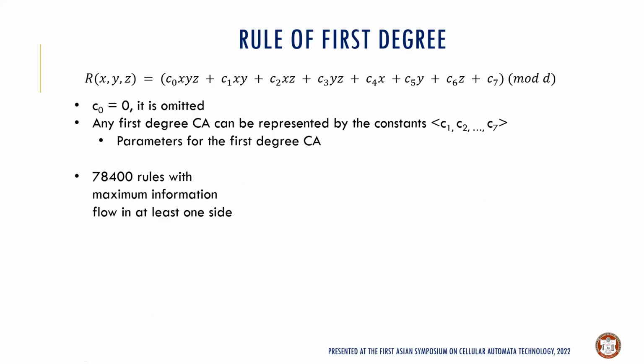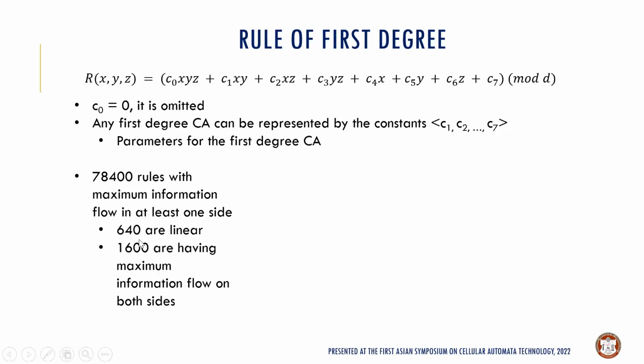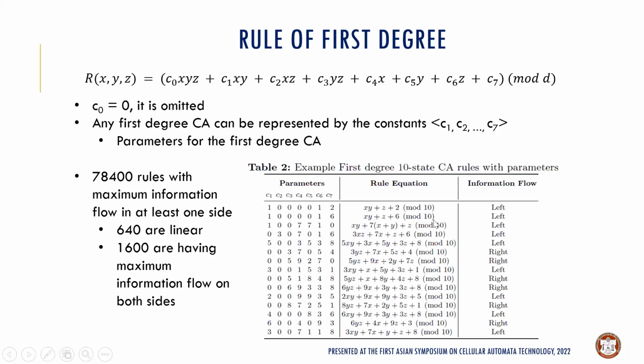We have run our equation by changing all the parameters, and we have got this many rules which have maximum information flow in at least one side. Now among them, some rules will have information flow in both directions, and some will be linear. These are the rules which are not satisfying our criteria, so we remove those rules. Here I am showing some examples of rules which are satisfying our criteria.